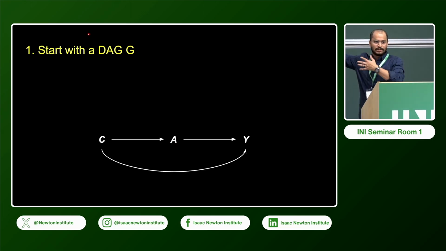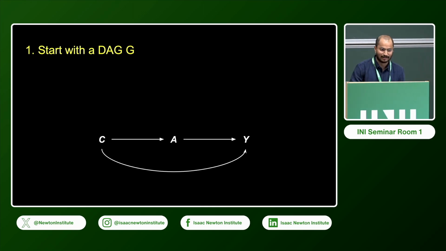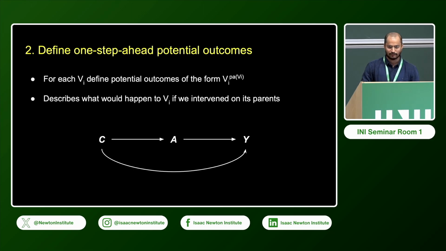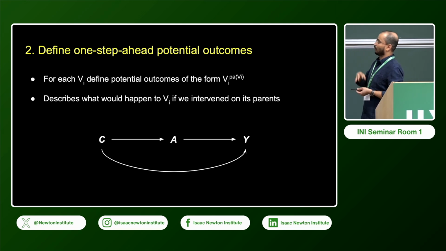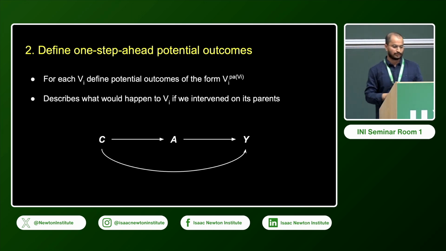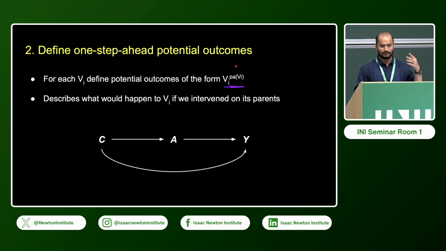Okay, so start with a DAG. This is a really nice looking DAG. It's the conditionally ignorable model. And then the next step is to define the one-step-aheads. So the one-step-aheads basically say, for each variable in your DAG, you define a set of potential outcomes of the form V_i, and what would have happened to V_i had I intervened on all of its parents and set them equal to some value.